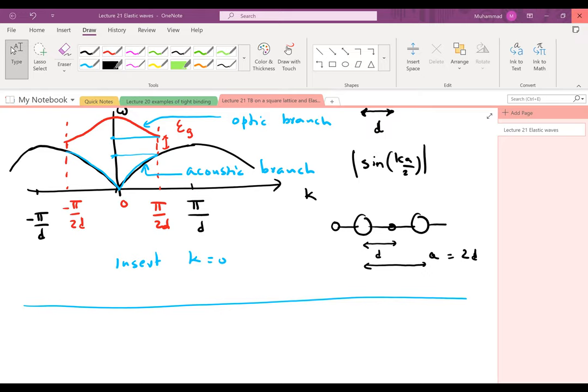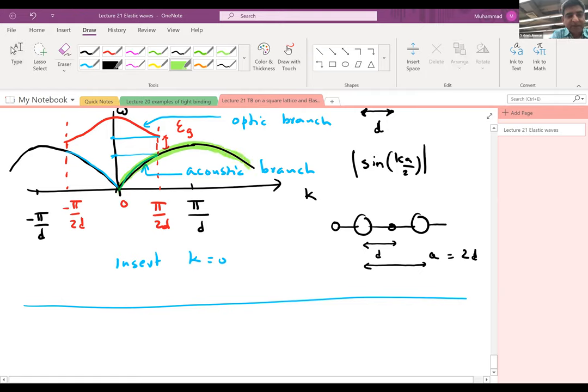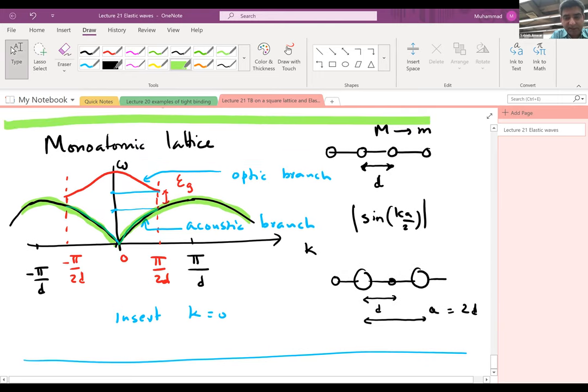Sir, when the two masses become equal, shouldn't the dispersion relationship become the same as that for a monoatomic, but with half of the crystal length, the unit cell length? Exactly. That's what is happening. So if you have a monoatomic lattice, I'm showing the dispersion relationship in green. This is for a monoatomic lattice. And the Brillouin zone I'm going to show in yellow. This is the first Brillouin zone from minus pi by d to pi by d, right?